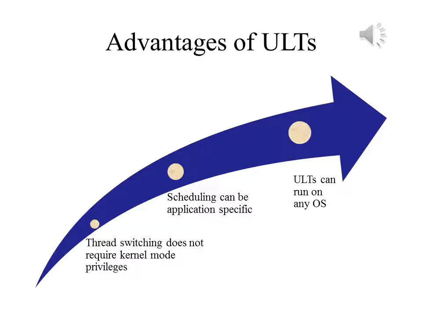Scheduling can be application specific. One application may benefit most from a simple round-robin scheduling algorithm, while another might benefit from a priority-based scheduling algorithm. The scheduling algorithm can be tailored to the application without disturbing the underlying operating system scheduler.